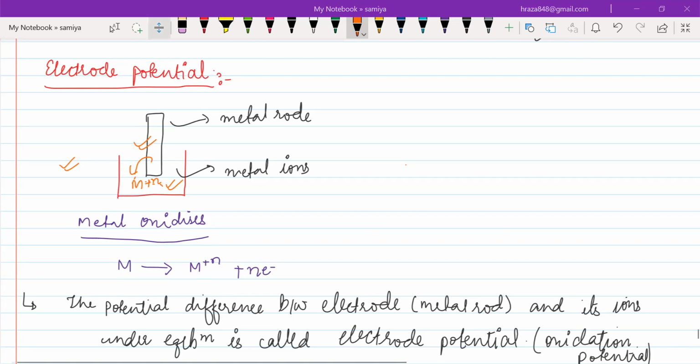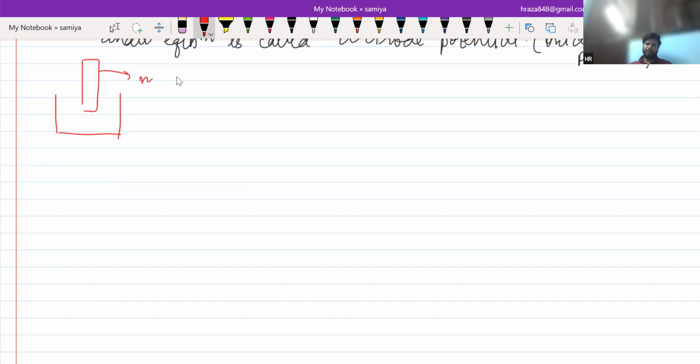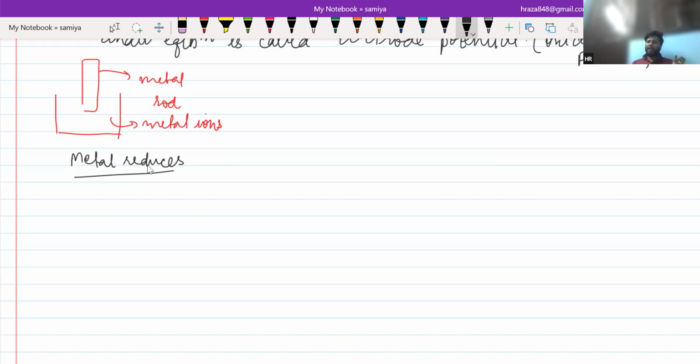Yes, sir. Done. Now see, I'm going to take an example of a reduction potential. Now there is a container in which a metal rod and metal ions are there. These metal ions come from salts like CuSO4, ZnSO4, PbCl2 and all that. Now what happens here is the metal reduces. These both are connected to each other, just like the way we had in the electrochemical cell. So one will be oxidized and another will be reduced.